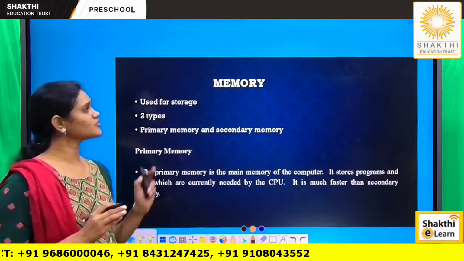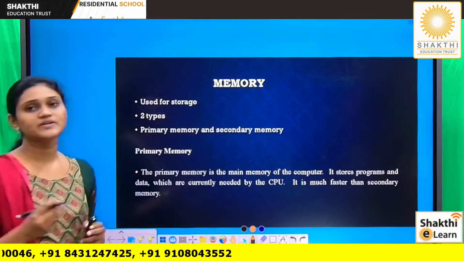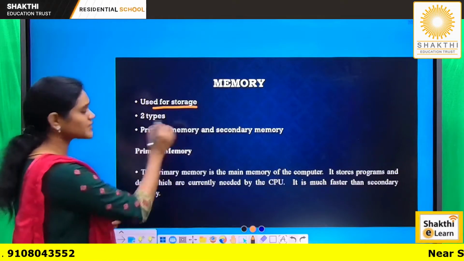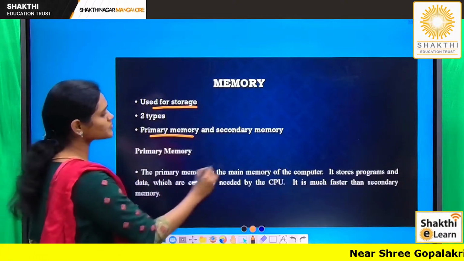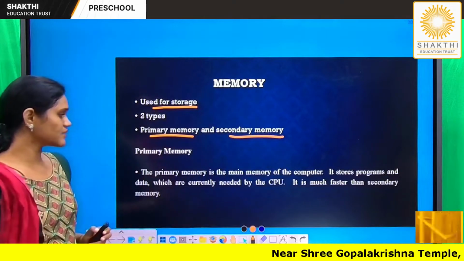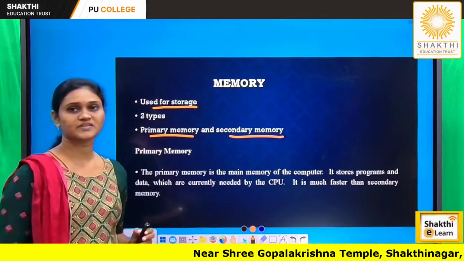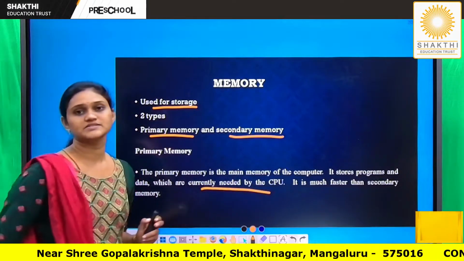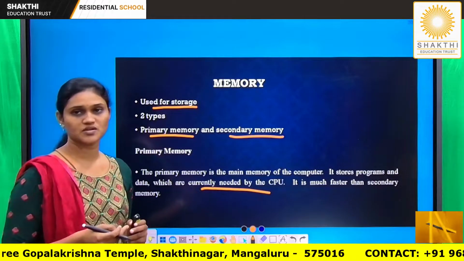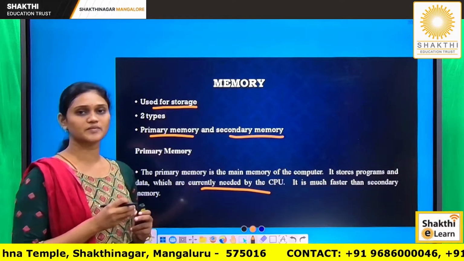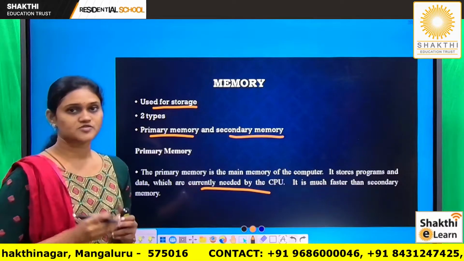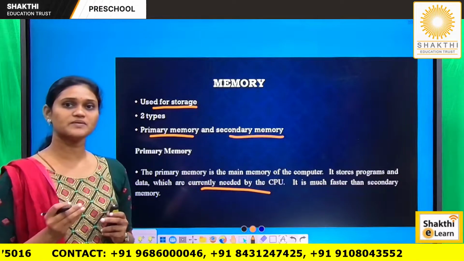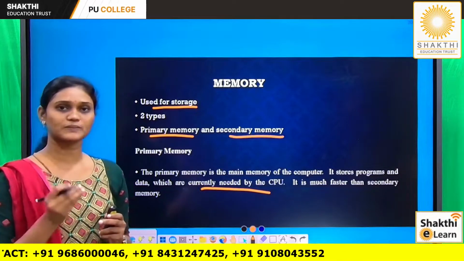Now we are coming to memory. Why do you need memory? Definitely we need memory for storage, and there are two types of memory: primary memory and secondary memory. What is primary memory? We can call it built-in memory or main memory. It is definitely needed by the CPU. It is much faster than secondary memory. Primary memory is also called main memory, which is built-in memory.